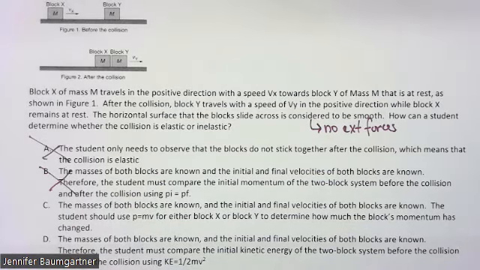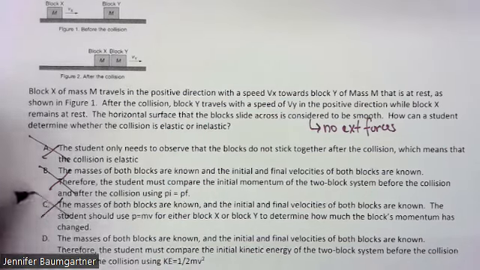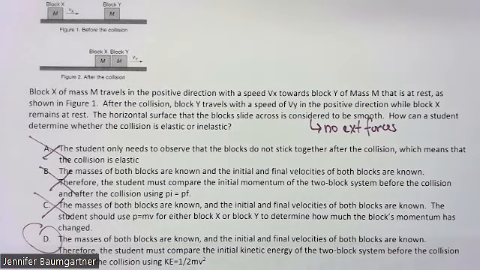C: the masses of both blocks are known and the initial and final velocities of both blocks are known. The student should use P equals mv for block X or Y to determine that the block's momentum has changed. Nope. The only thing that's going to do it for us is D. We have to calculate the before and after collision kinetic energy. That's the only way to tell, certainly, whether something is elastic or inelastic.